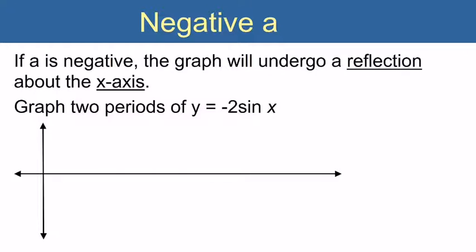Now if a is negative, the graph will undergo a reflection about the x-axis, or what you might have called a flip in middle school. So it's going to turn upside down. Remember, amplitude is always considered positive, but a itself can be negative. Okay, here we have y equals negative 2 sine of x. So notice that a is negative 2, but that means that amplitude is positive 2, and there's going to be a reflection.